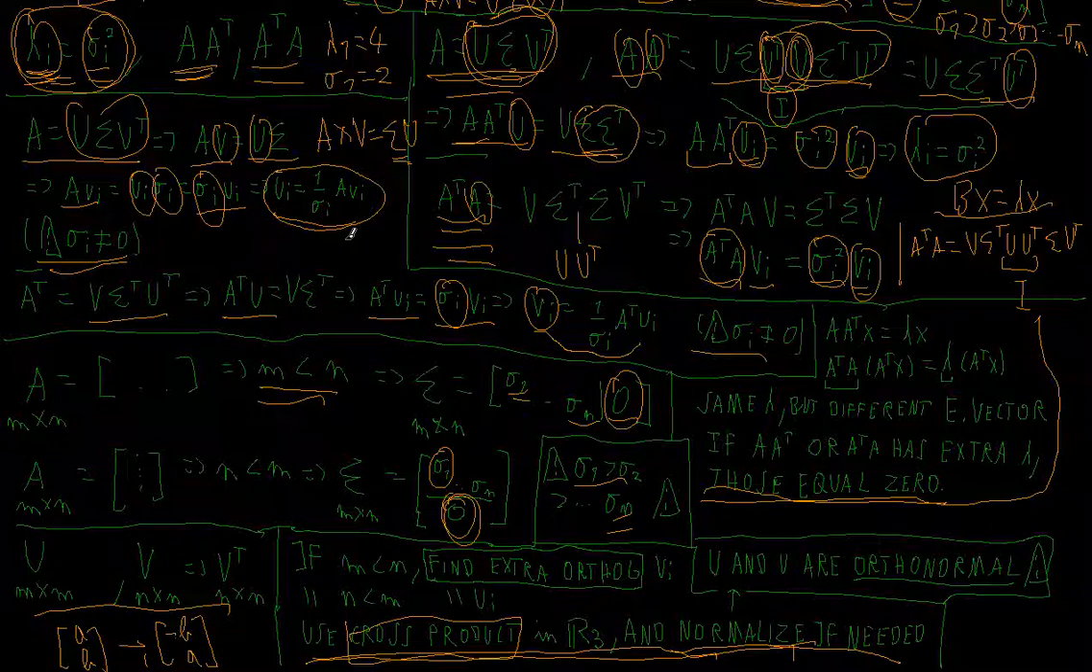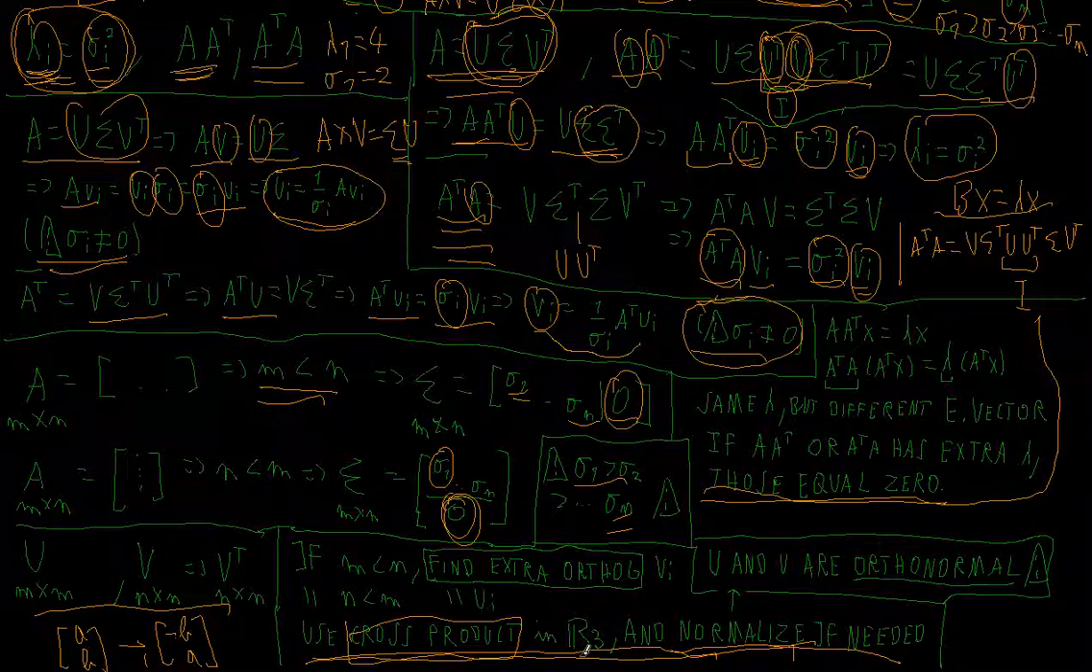If you have found the vectors U, you can quickly find the vectors V by using the formula that U sub i is equal to 1 over sigma sub i times A times V sub i, and V sub i is equal to 1 over sigma sub i times A transpose times U sub i. And again, remember that sigma should not be 0, because otherwise you divide by 0, and you cannot do that.